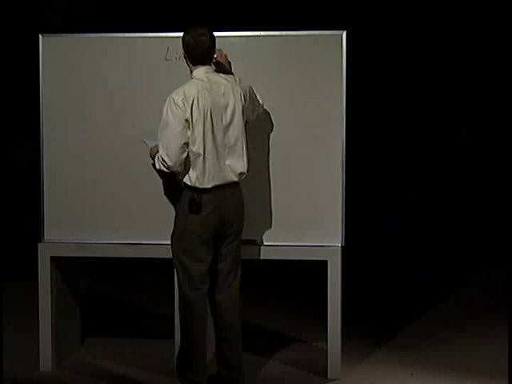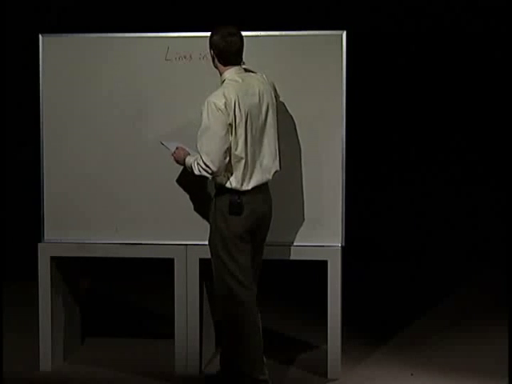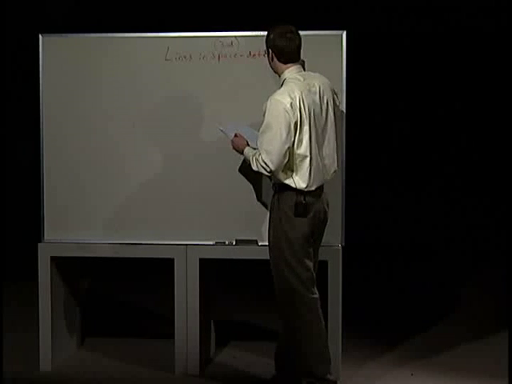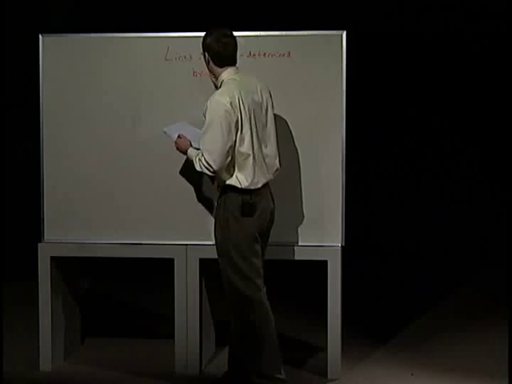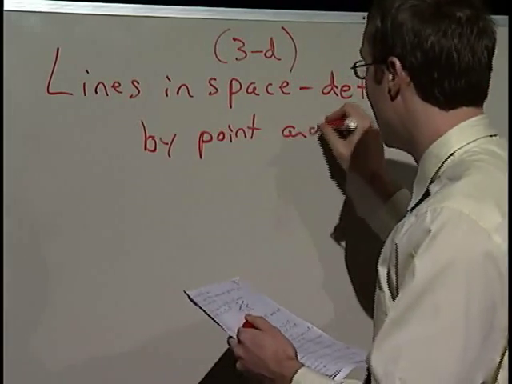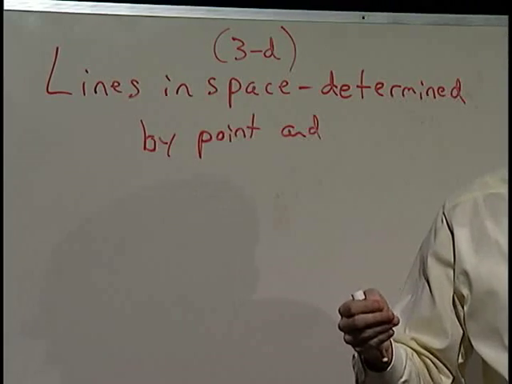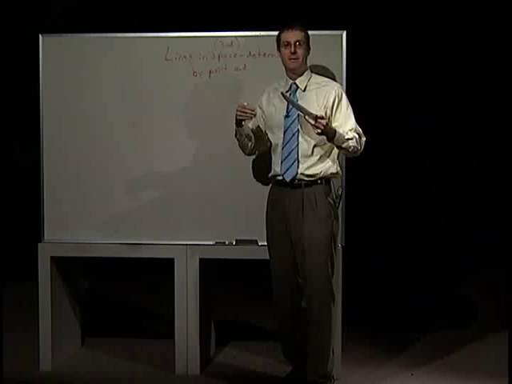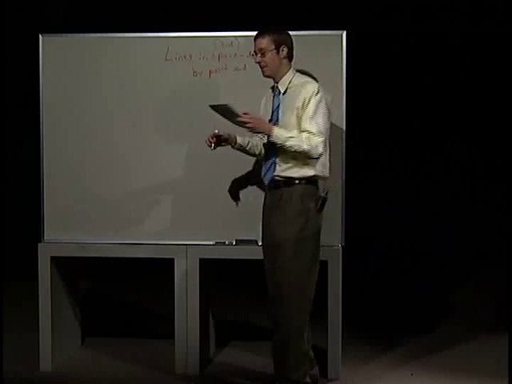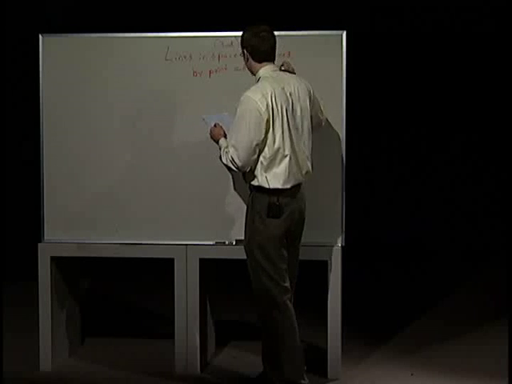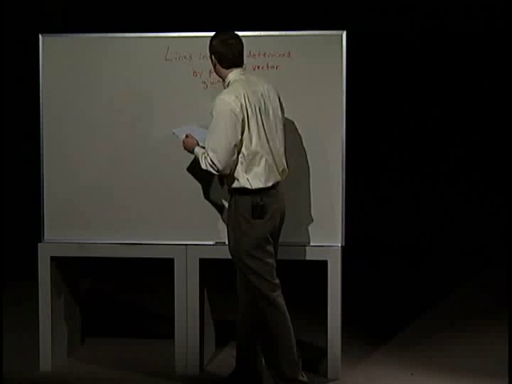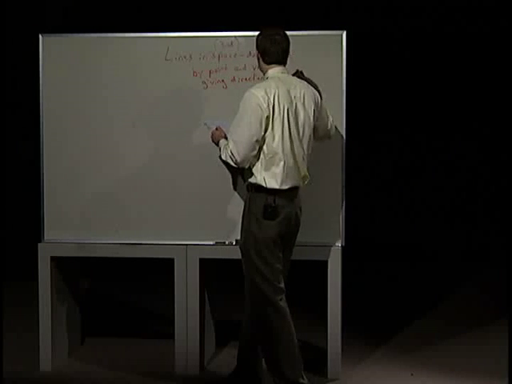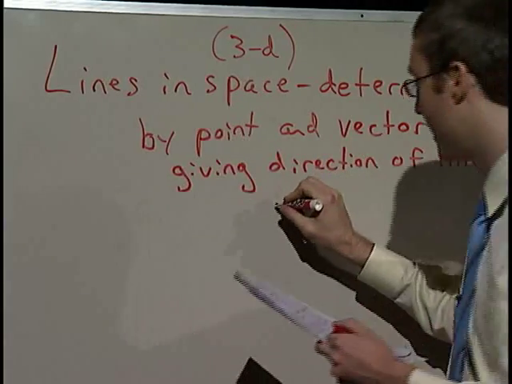So lines in space, which of course we know means 3D, just like in 2 dimensions, are determined by a point. And in 2-space, it was a slope. Well, here we have a vector giving the direction of the line. And even though the line goes in both directions, the vector gives us essentially the slope or the tilt of the line. So we have a vector giving direction of the line. So let's draw a little picture here.